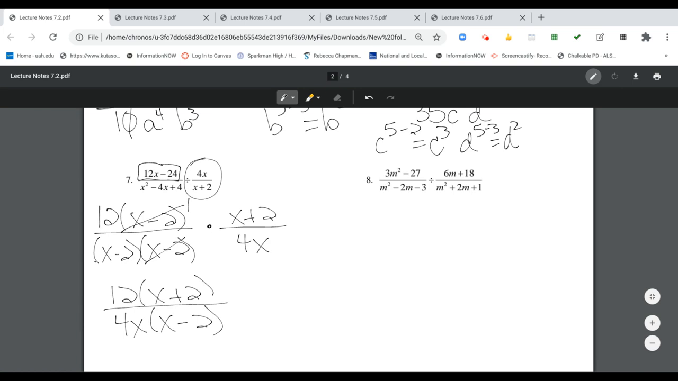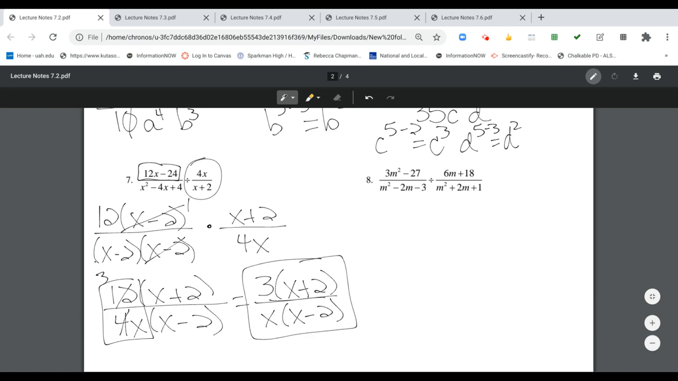Now, the x plus 2 and the x minus 2 cannot cancel because they are not exactly the same, but I can reduce the 4 and the 12. So that becomes a 1 and that becomes a 3. So my final answer would be 3 times x plus 2 and x times x minus 2 on the bottom. So that would be my final answer for number 7.